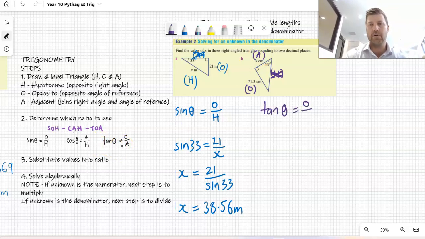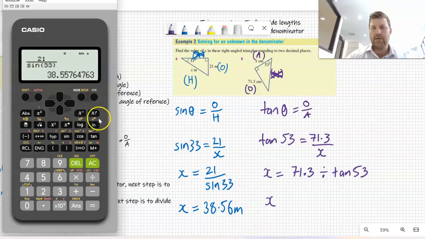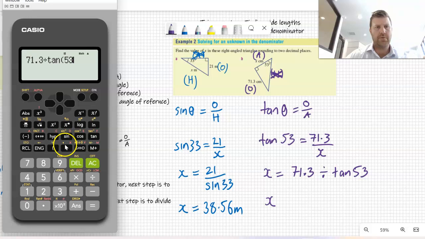Tan theta equals O over A. Substitute my values into that ratio. So tan 53 is equal to 71.3, that's the opposite side, over x. Now next step, solve it algebraically. Basically, we're swapping the left-hand side with the denominator here. So x equals 71.3 divided by tan 53 on the calculator, to show you it doesn't matter which way you do it. In this case, 71.3 divided by tan 53 is equal to 53.73.